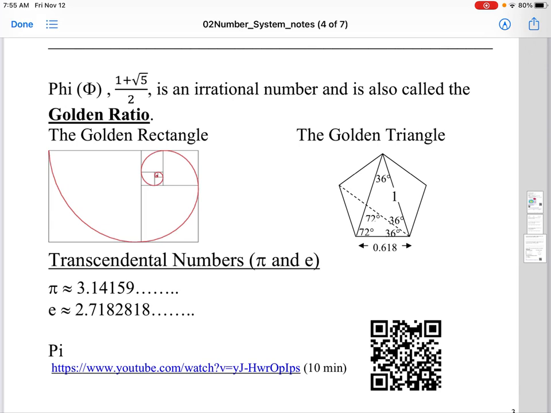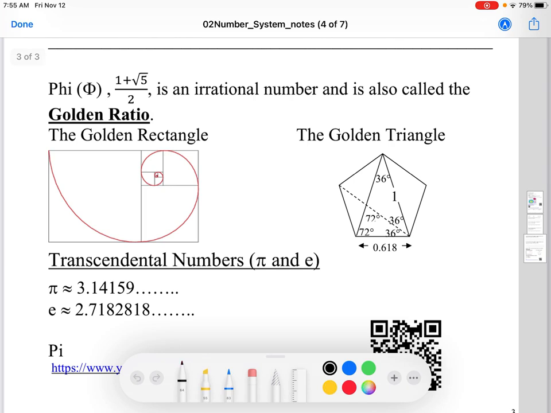So phi, and there's two different phi's, big phi and little phi. So big phi is (1 plus root 5) divided by 2. This value is approximately equal to 1.618... Okay, and there's also another number called little phi, and this number is the exact same number without the 1. And I'll explain the relationship to you in a second.